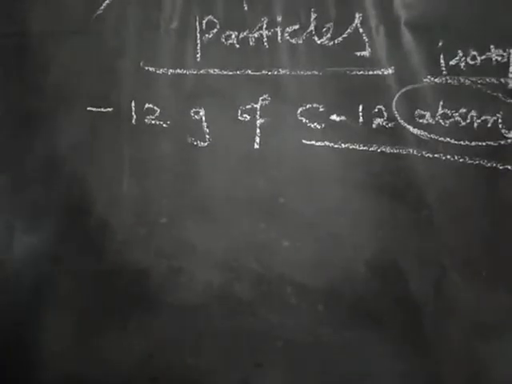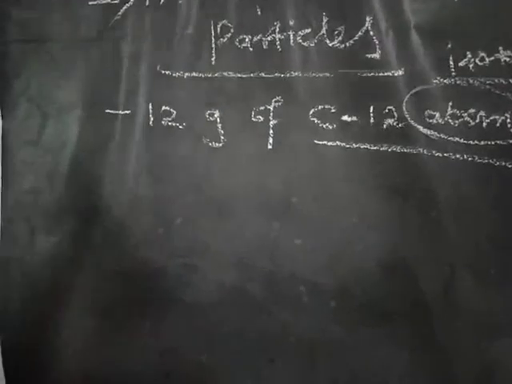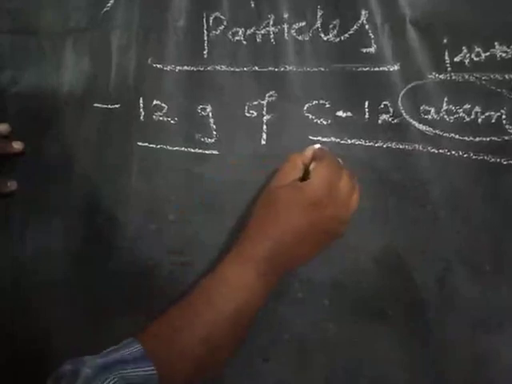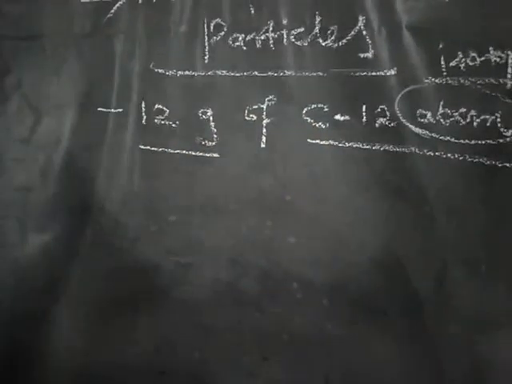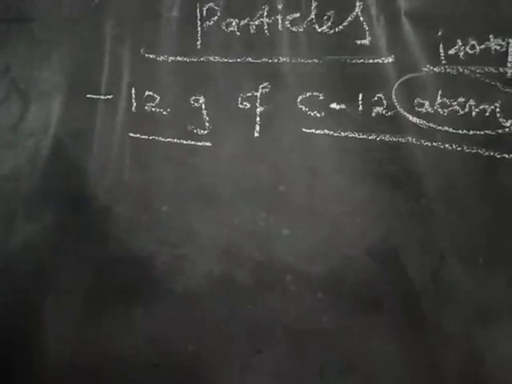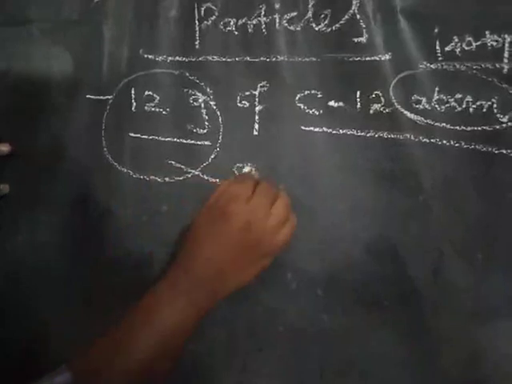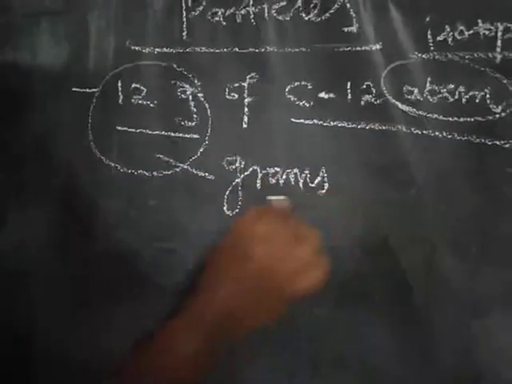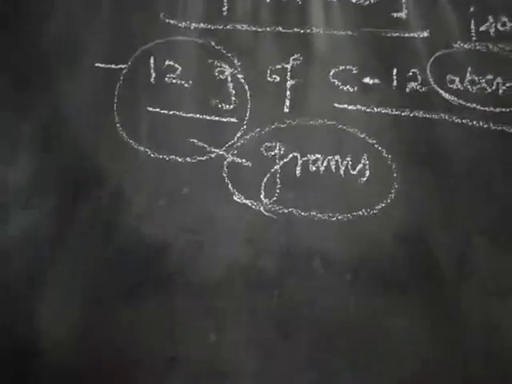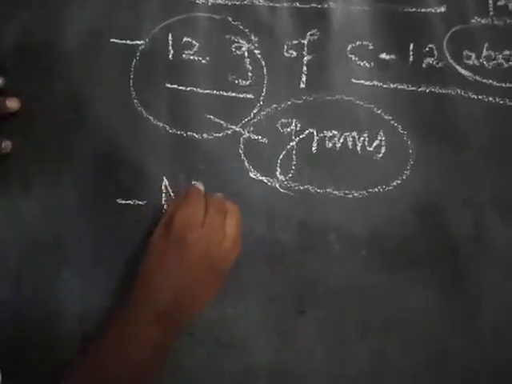The actual number of atoms in 12 grams of carbon-12 is determined experimentally. So how many atoms does 12 grams of carbon-12 isotope actually contain? We have to measure it experimentally. We should not use a unit here, just how many atoms are present. That is called Avogadro number.